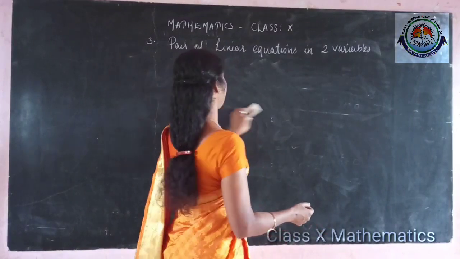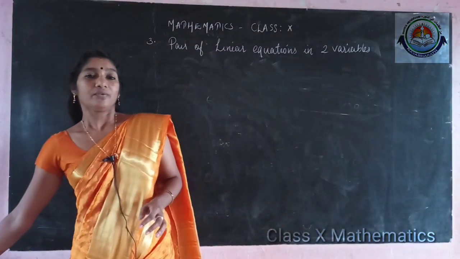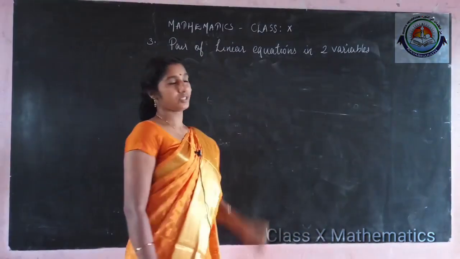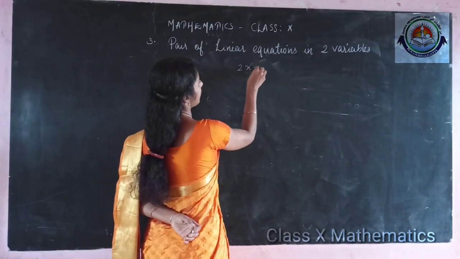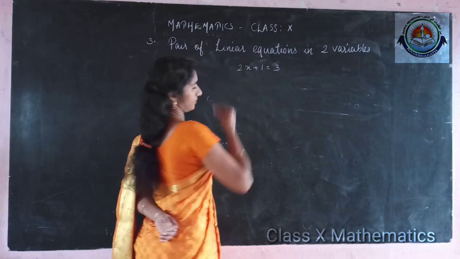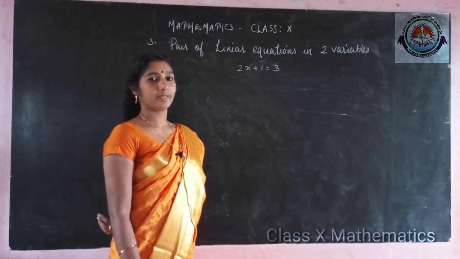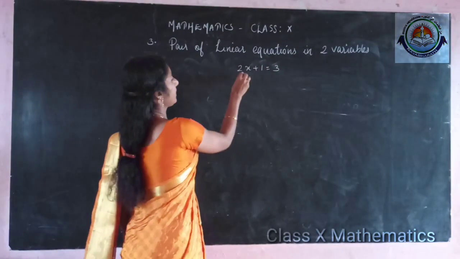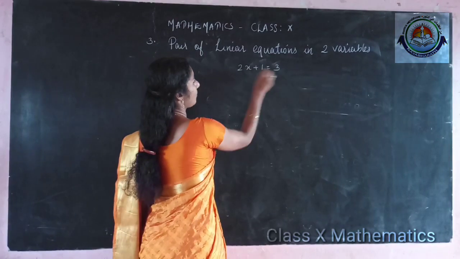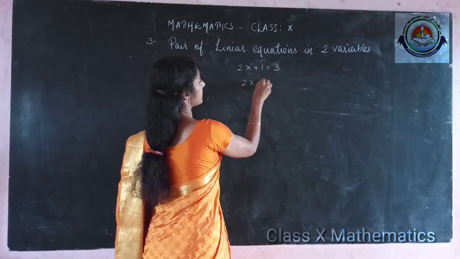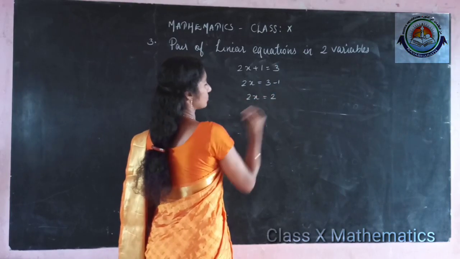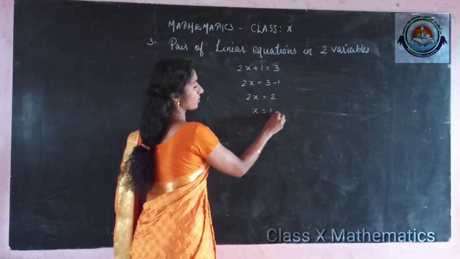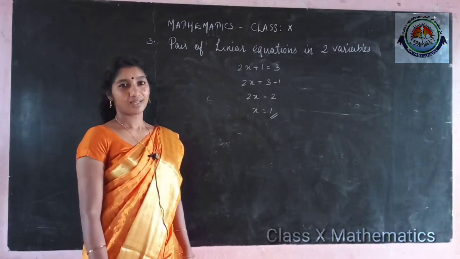What is meant by the solution of a linear equation? See, if it is a single variable, 2x plus 1 is equal to 3. A single variable equation. Here, how will we solve it? 2x is equal to 3 minus 1. That means 2x is equal to 2. So we are getting x equal to 1. Like this we are solving.